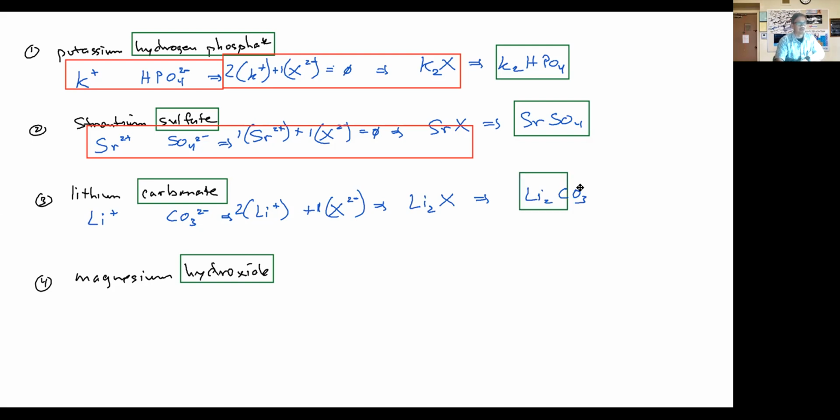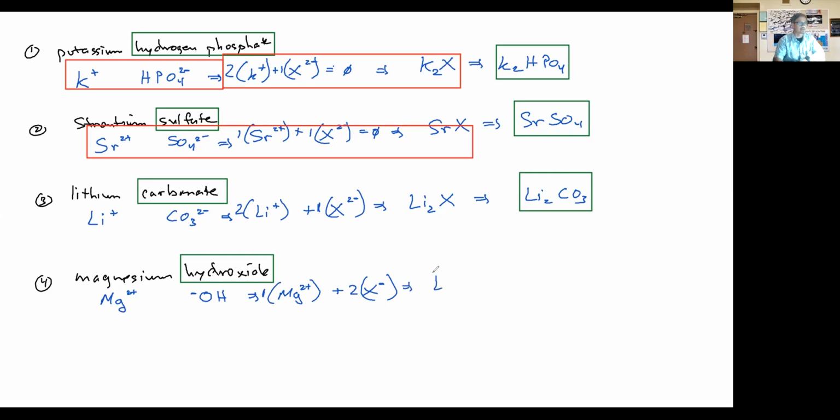Let's take a look at the last one, hydroxide. The cation is going to be magnesium. Magnesium is a 2A metal, it's Mg2+. Hydroxide, hopefully you remember, is OH-. Let's do the substitution again. We have Mg2+ for every X1-. If you notice here, to get to a net charge of 0, we need 2 of the X's for every 1 of the magnesium.